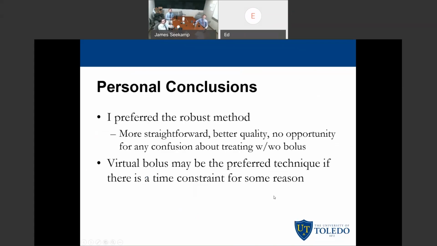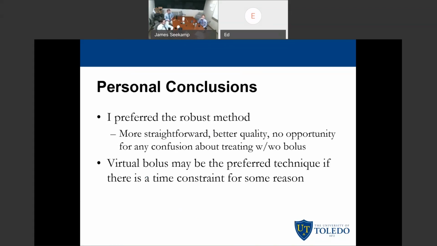So my personal conclusions from this is I actually preferred the robust method. It was very straightforward to use. The plans just came out, in my opinion, better quality right out of the gate. There's really no opportunity for confusion about treating with or without bolus, since with the virtual bolus method, the plan printout has a bolus ROI on there. They'll say bolus somewhere, but they're not being treated with bolus, and that could just cause some confusion.